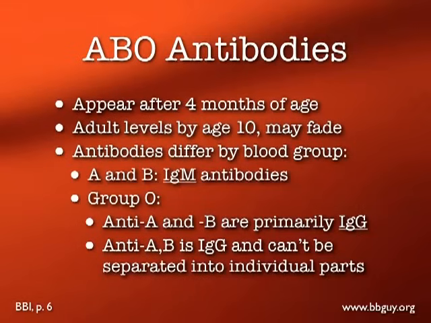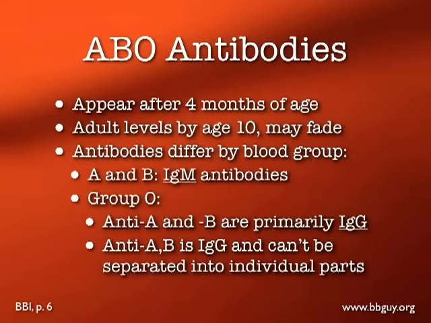Probably not as much as we used to think, but they can fade over time. The antibodies do differ by blood group, and this is so big, important for you to recognize this. Everyone agrees that blood group A and B carry IgM antibodies. In other words, the anti-B that a group A person has and the anti-A that a group B person has will be IgM. They are naturally occurring. They don't cross the placenta. They're classic IgM antibodies.